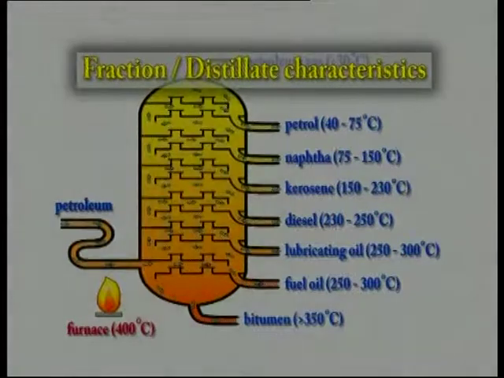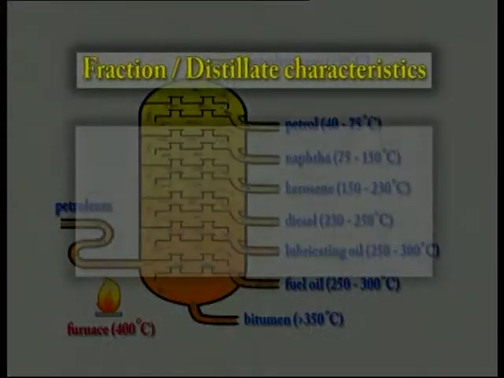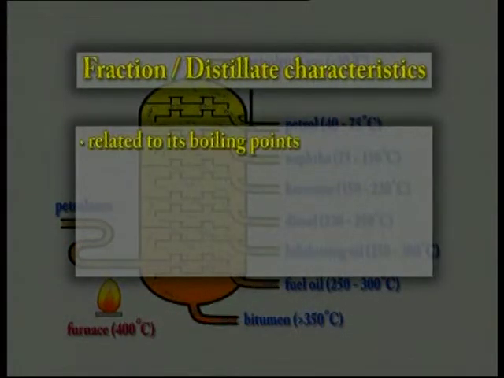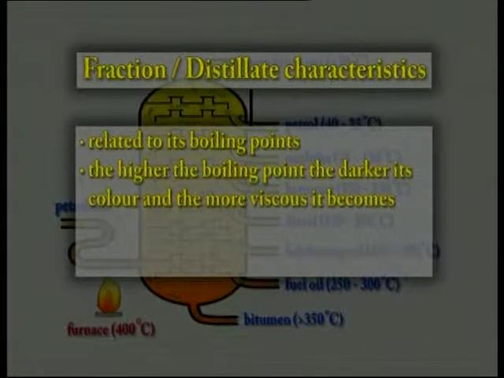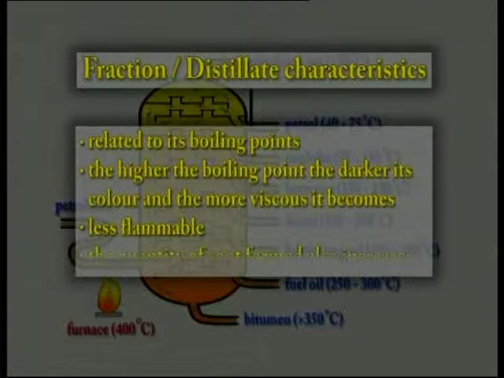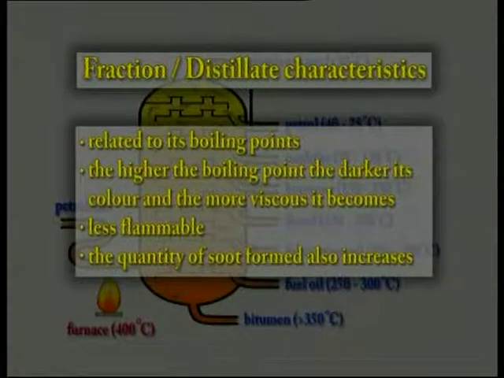The characteristics of the fraction or distillate is related to its boiling point. The higher the boiling point, the darker its color and the more viscous it becomes. It is less flammable and the quantity of soot formed also increases.